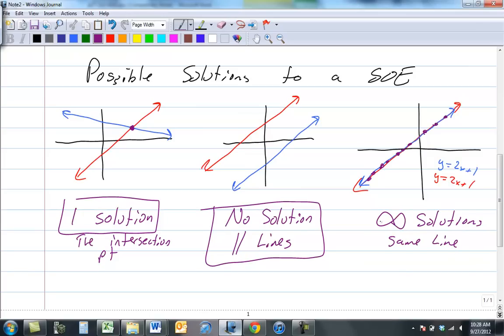All right, so that's the basic nuts and bolts of what a system of equations is all about. This should be review. You graph the system. The intersection point is the solution. If they don't intersect, there's no solution. And if they're the same line, they have infinite solutions. That's all I got for you. Have a good day.